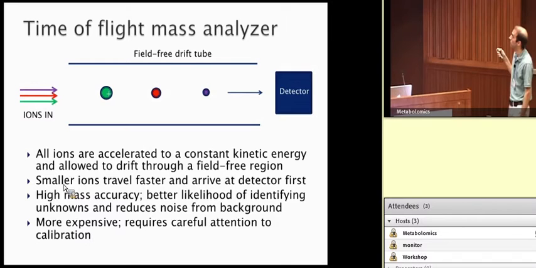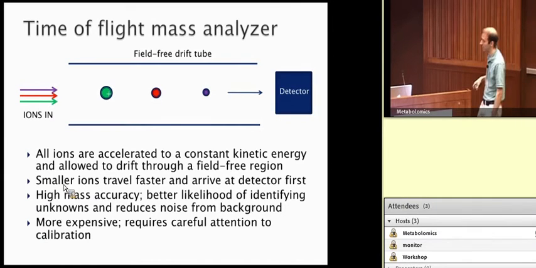It takes a few microseconds for these things to pass through, and you do that thousands of times a second to make a single spectrum. So the advantages of this: high mass accuracy. You wouldn't think it, but it actually gives you resolution that can be down to 0.001 Daltons if you've got a really good instrument. A better likelihood of identifying unknowns, and it reduces noise from the background, but it is a little more expensive and requires careful attention to the calibration.